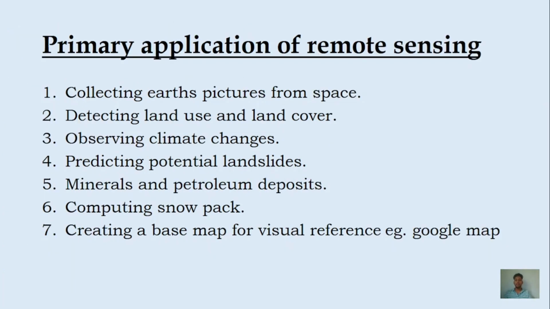Primary applications of remote sensing. Collecting Earth's pictures from space, detecting land use and land cover, observing climate changes, predicting potential landslides, minerals and petroleum deposits, computing snowpack, creating a base map for visual reference, for example, Google Maps.